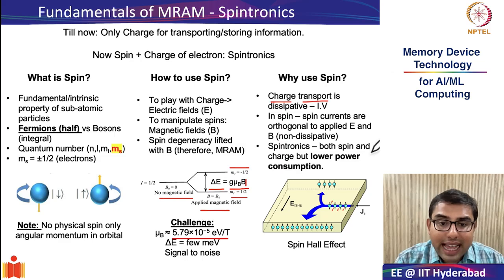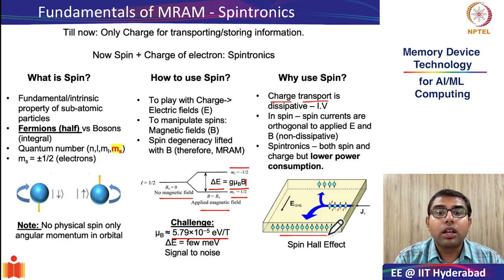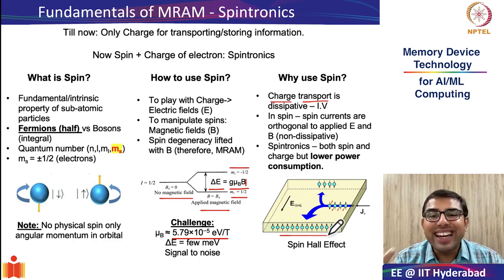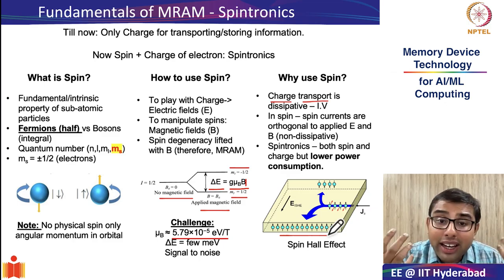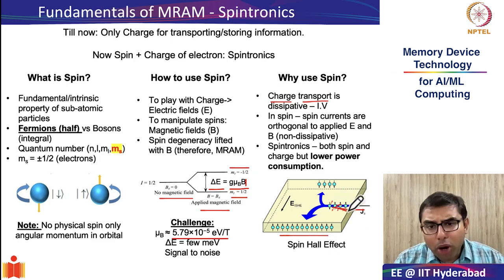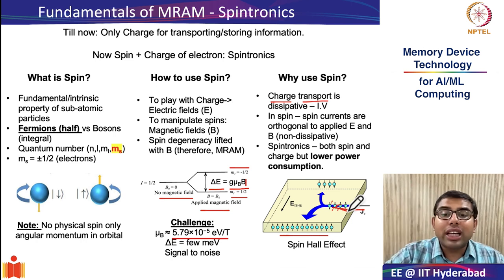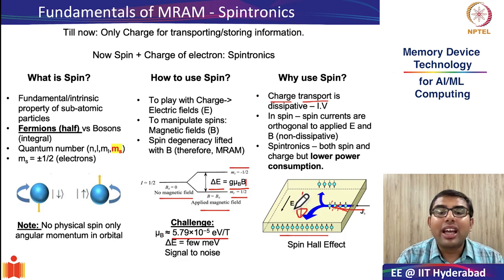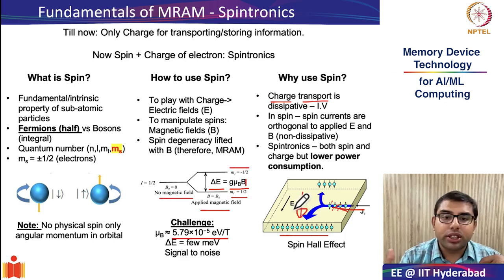In spin currents, as you can see from this particular diagram, the spin currents are orthogonal to the applied electric field and applied magnetic field. So here the electric field was in the x direction, the magnetic field, which may or may not have been applied, was in the z direction, and the spin current happens to be in the y direction.